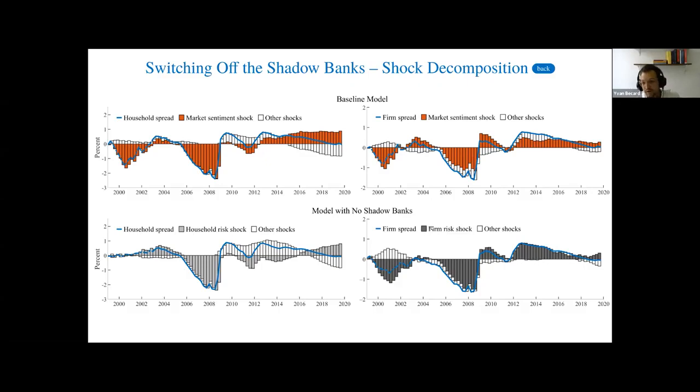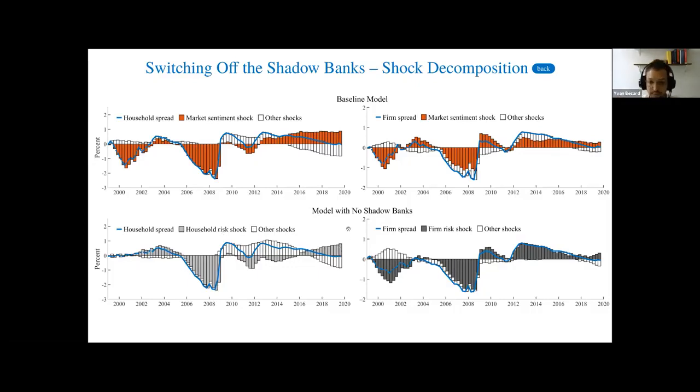We call it the firm risk shock because there's an equivalent risk shock for households. The firm risk shock is able to explain very well the spread. This is the actual spread, and this is the share explained by the firm risk shock. You see that most of the variation in the spread is explained by one shock, the firm risk shock. But the firm risk shock has no effect on the household spread. Instead, it's the household risk shock that explains most of the variance in that spread.